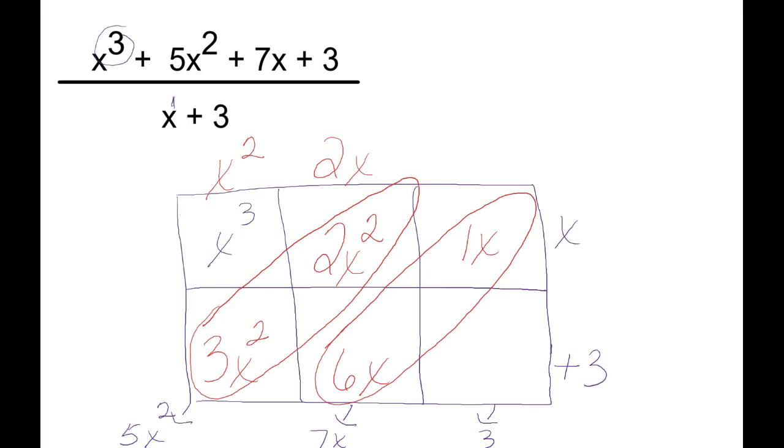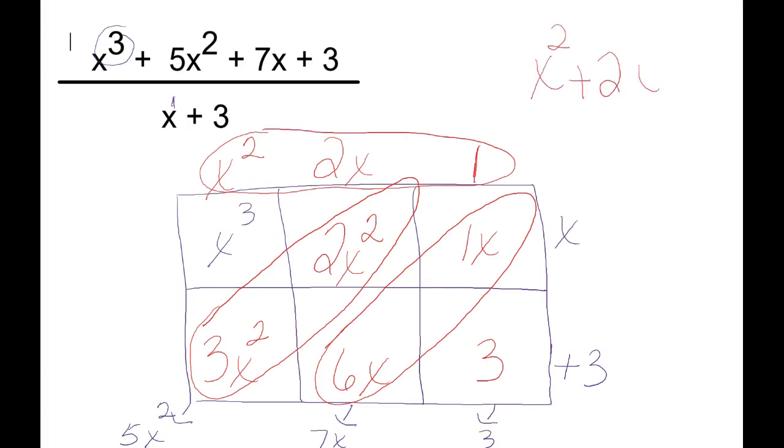In order for that to be a 1x, I need a 1 to be on top, because 1 times x will multiply inside to be 1x. And 1 times 3 in the last box will be 3. Everything pops out of the box. So my quotient here will be whatever I found on the top, which in this case is x squared plus 2x plus 1. There is no remainder.